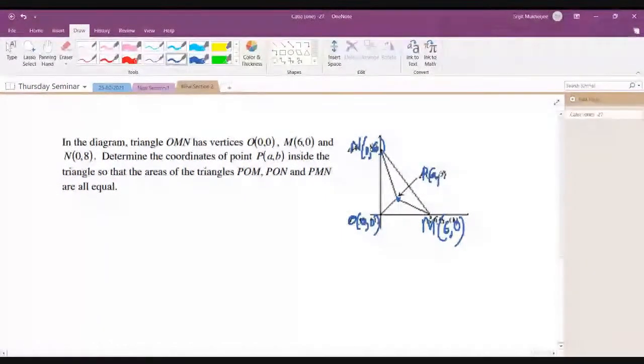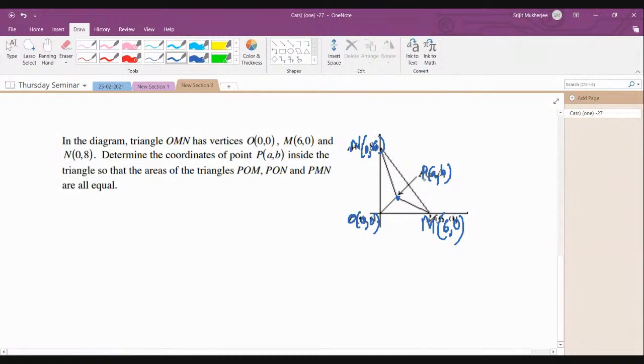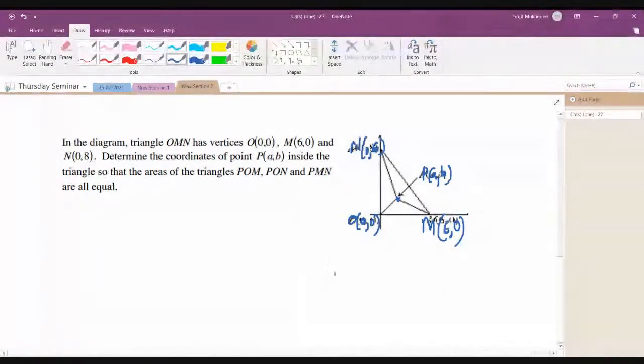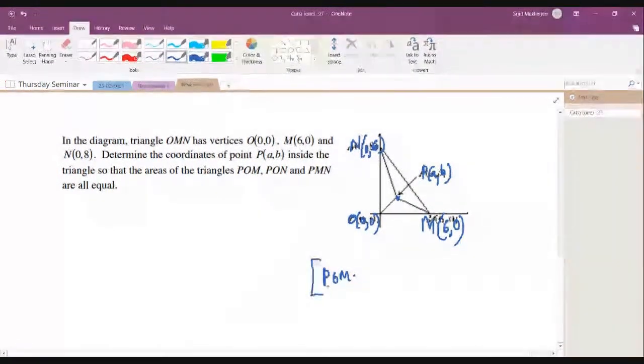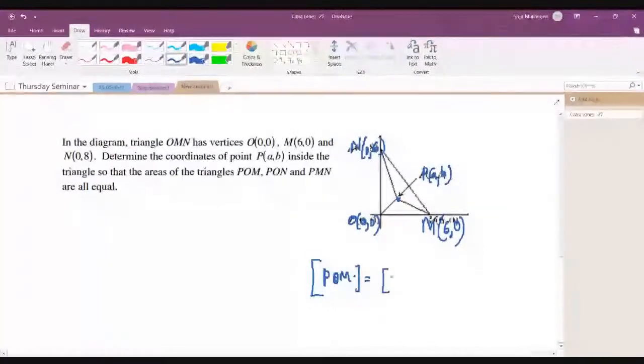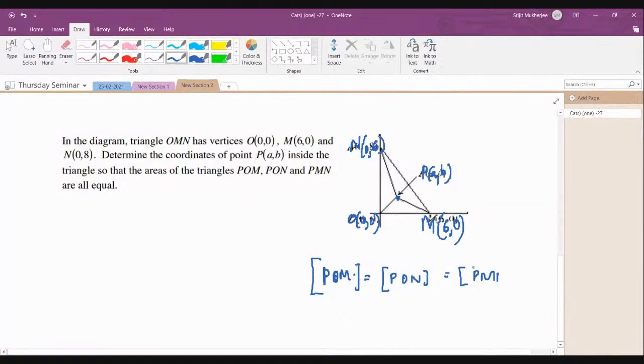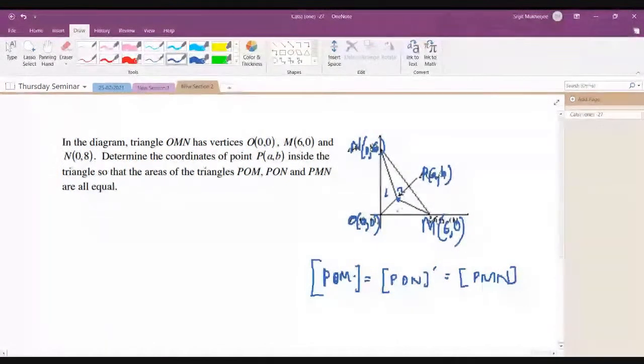What are the possible coordinates of this P, which is A B, inside this triangle OMN, such that the area of triangle POM is equal to area of triangle PON is equal to area of triangle PMN. So P is a point inside the triangle OMN, such that all three triangles that are formed have equal areas. It's a really interesting problem.